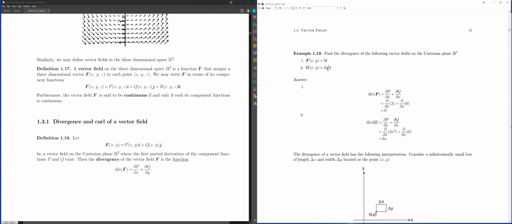Now let's consider this one here, the vector field 3x squared i. Again, I want to differentiate P with respect to x. This should again be the derivative with respect to y, but it doesn't affect the answer. Differentiating 3x squared with respect to x, I get 6x, and then Q is 0, so differentiating Q with respect to y gives 0. So the divergence of the vector field big G here is 6x. In this case, it is non-zero.